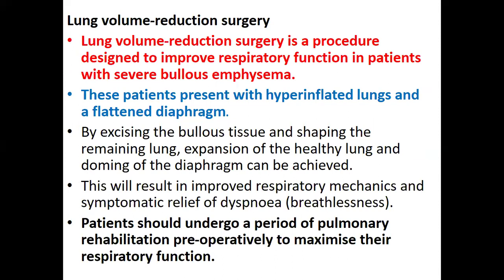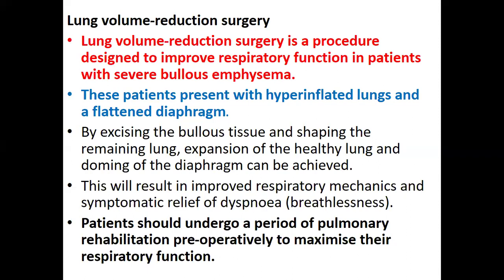This is the type of surgery which is designed to improve respiratory function in patients with severe emphysema. So we learned in emphysema that there is air trapping, permanent dilatation and air trapping. So you find that there is formation of bullae. Those bullae would be removed by surgery, and usually the type of surgery that these patients will undergo is referred to as lung volume reduction surgery. These patients present with hyperinflated lungs and flattened diaphragm. So this would be the ideal surgery for them. It has to reduce the volume.